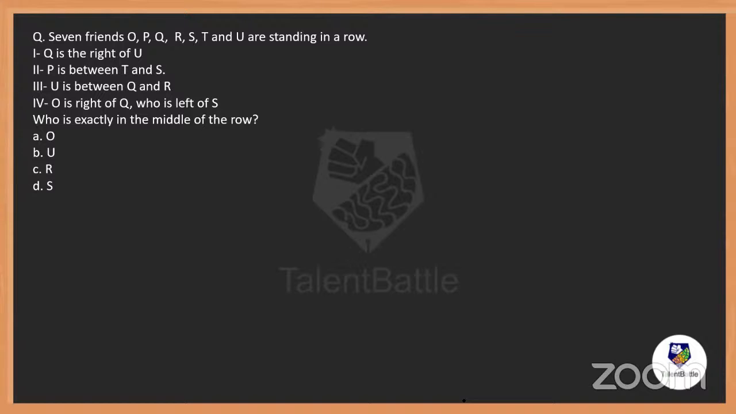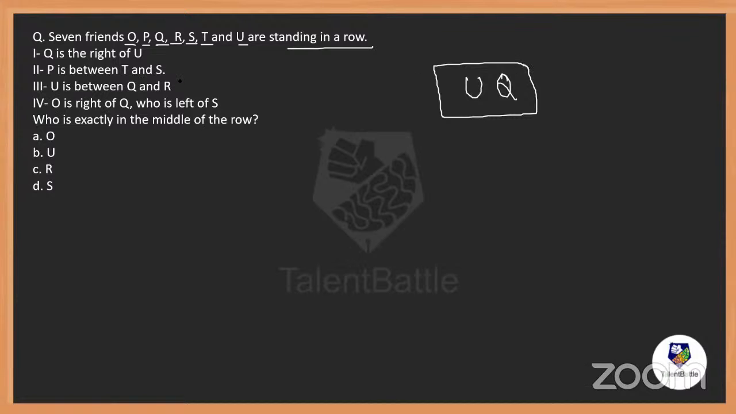You need to arrange the 7 people. So let's try it. 7 friends P, O, Q, R, S, T, U are standing in a row. Okay, first one: Q is to the right of U. Your right side, Q should be there like this. Q is to the right of U.